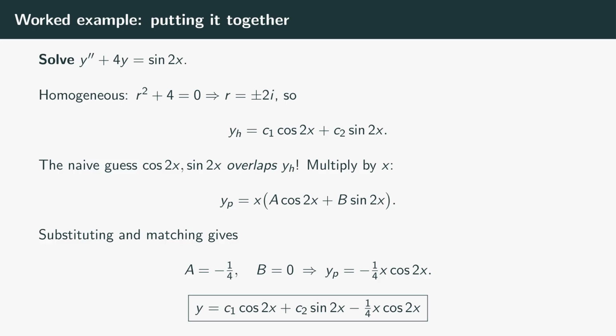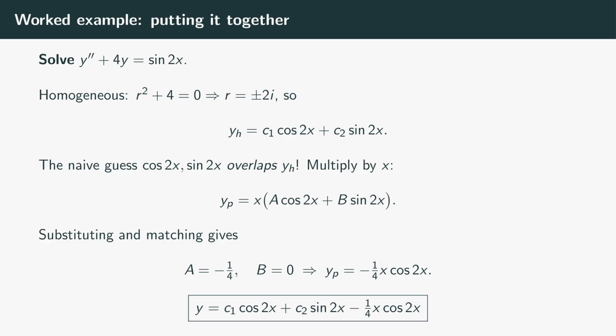Now look at the forcing, sin 2x. The natural guess would be a cos 2x plus b sin 2x. But that is exactly the homogeneous solution. We have an overlap, so by the modification rule we multiply by x, guess yp equals x times the quantity a cos 2x plus b sin 2x.